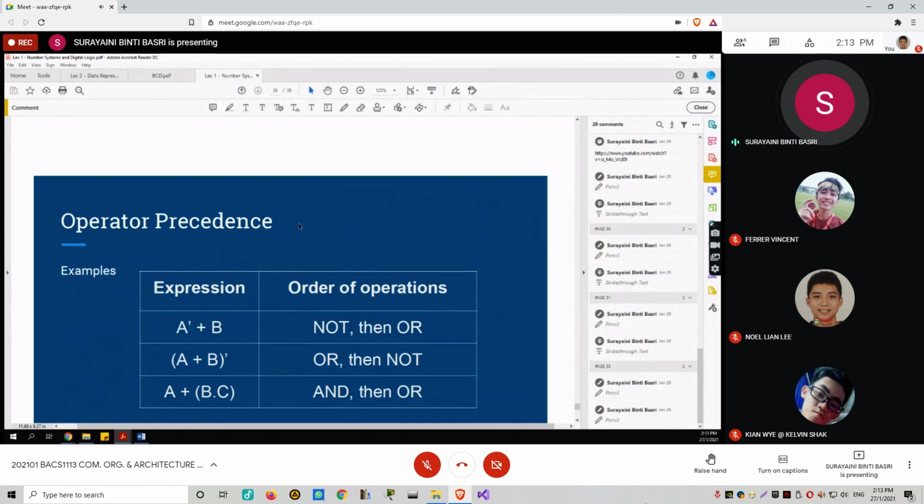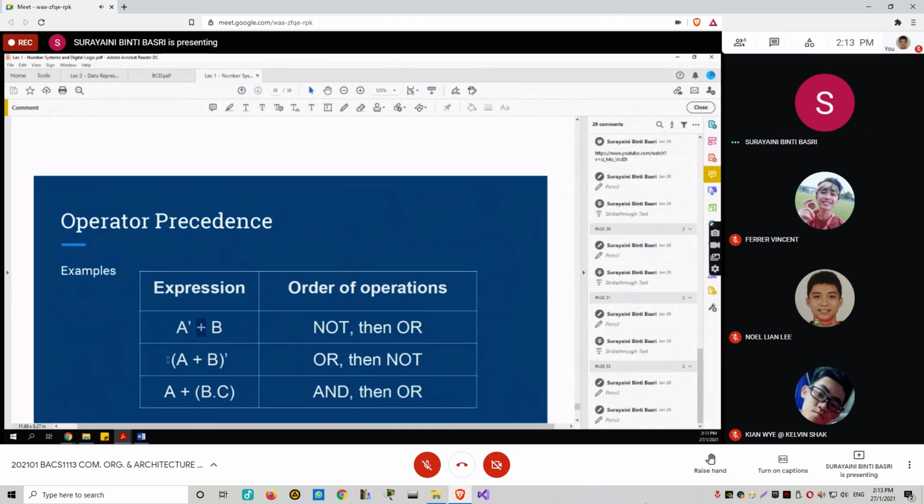Okay, so we proceed to the operator precedence. It means which one you need to prioritize first when you find this kind of expression. I think we have learned this. This is the common rule in mathematics. So if you find an expression like this, you need to find the NOT A first, then only the OR.